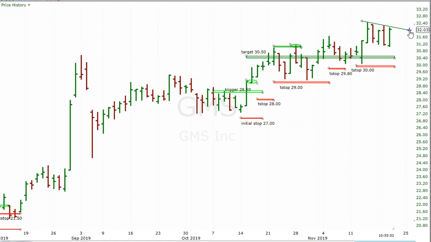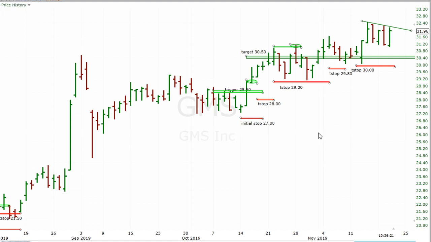This is exactly how you want to be sitting in one of these positions, right? Trailing stop well above the trigger, well above the entry. Plenty of opportunity up there at the target, and looking like it's perhaps ready to bust out again up in new highs.